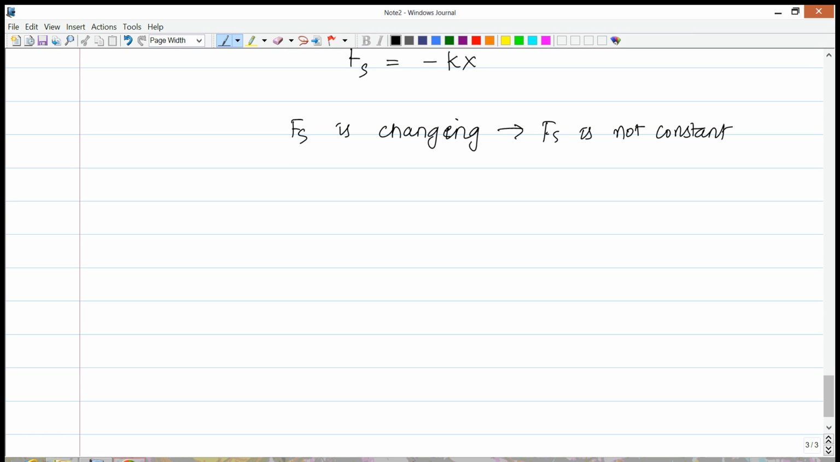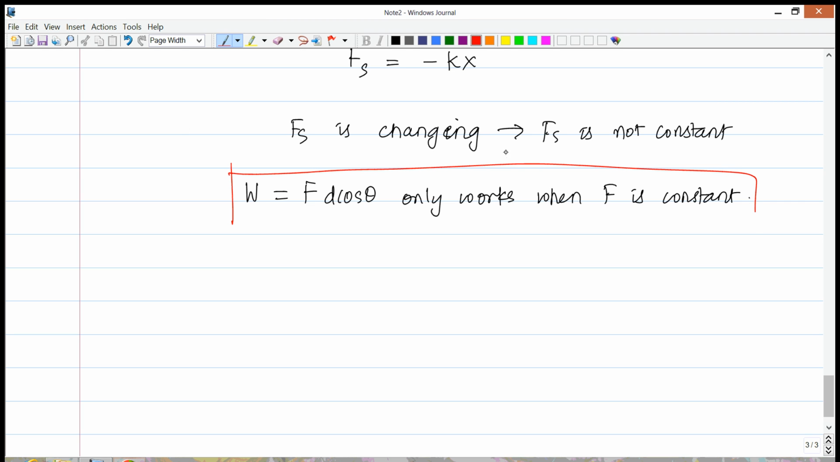What we've defined W as is Fd cosine theta. That definition can only be used when the force is constant. So W equals Fd cosine theta only works when F is constant. This is important. Okay, so this works only when F is constant, which means that if F is changing, we need to alter this definition.